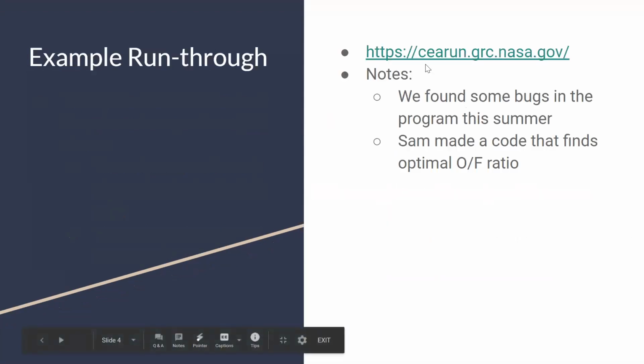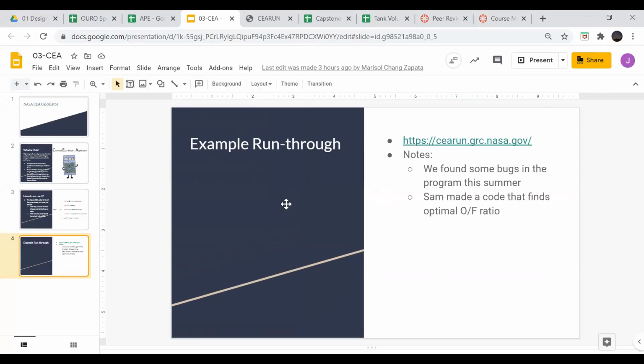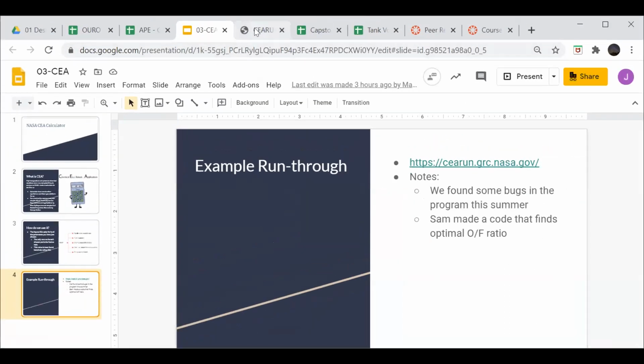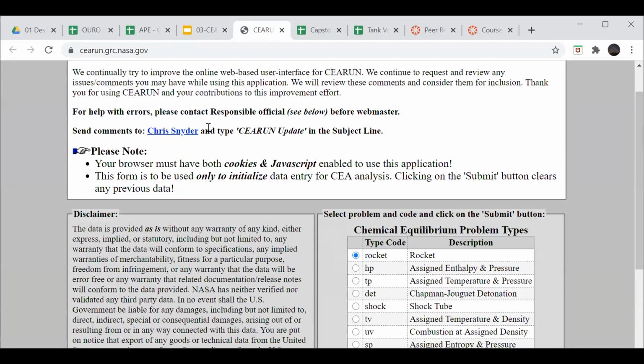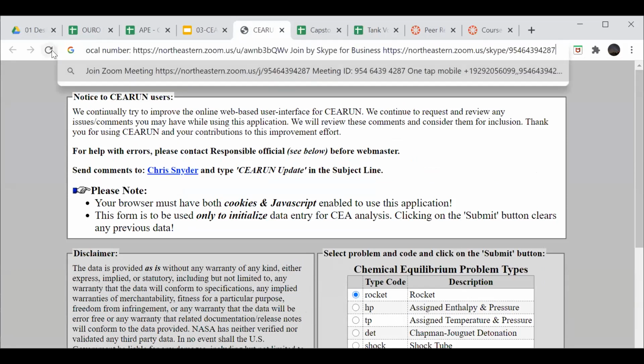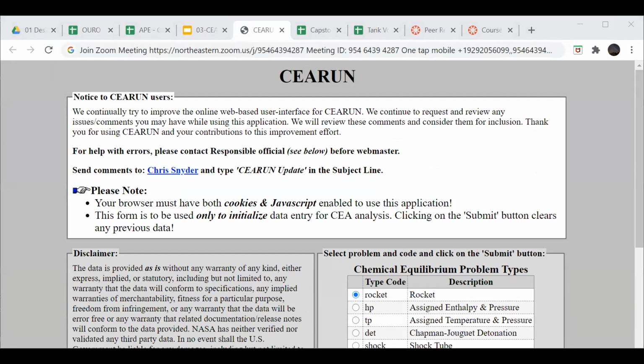All right, and with that, I'm just going to go straight into a sample run through, or a few different sample run throughs, because CEA's software is a bit finicky. So I want to do it a few different times with a few different examples, just so that everyone gets a bit familiar. I'm also going to copy and paste the link to this website into the chat, if I can find the chat.